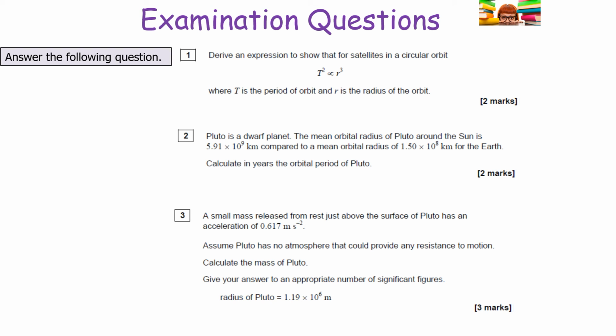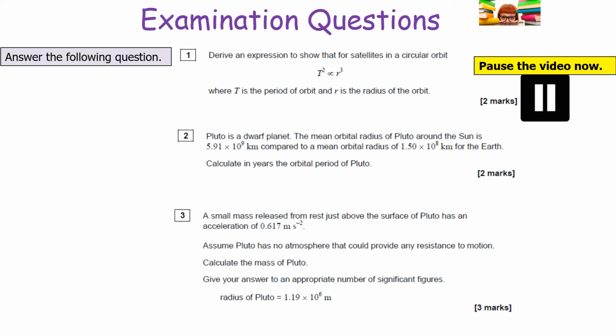So calculate in years the orbital period of Pluto. Then a small mass is released from rest just above the surface of Pluto with an acceleration of 0.617 meters per second squared. Assuming that Pluto has no atmosphere that could provide any resistance to motion, calculate the mass of Pluto, where the radius of Pluto is 1.19 times 10 to the 6 meters. So pause the video now, then unpause the video when you want to go through your answer.